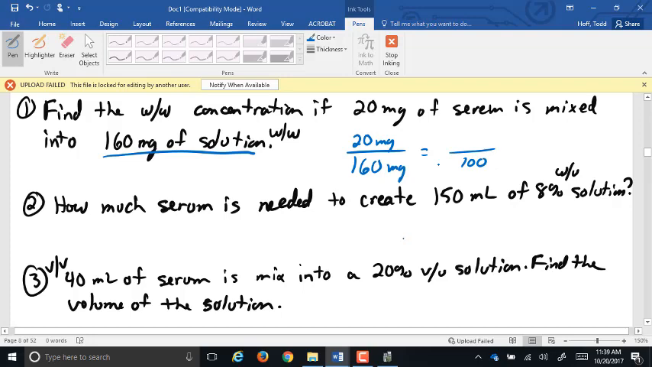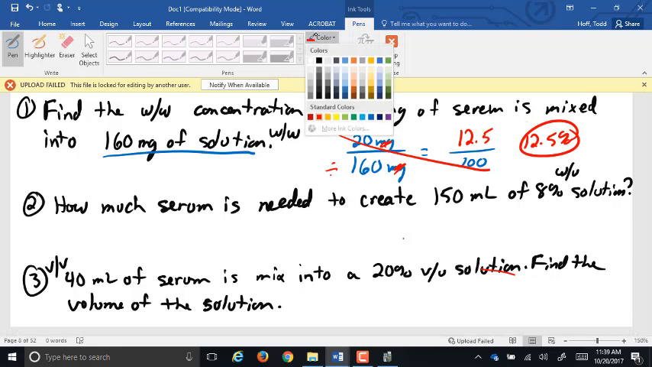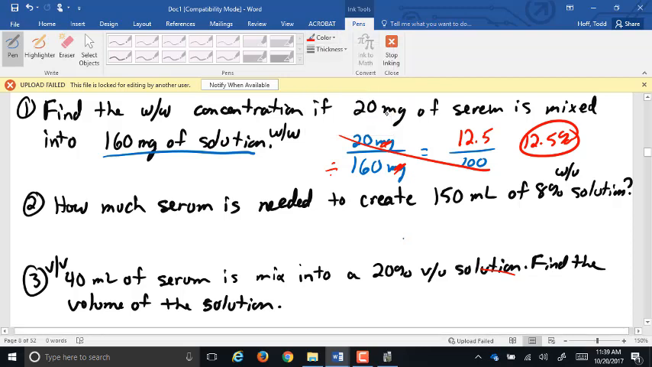It doesn't say mixed with saline. It says mixed into that solution. So when it's worded that way, that is talking about the total solution. They're both milligrams, so we can cross them off. 20 times 100 divided by 160 is 12.5. So that's a 12.5% solution. Yeah, it would have to say mixed with so many milligrams of saline or whatever. Then you would have to add.